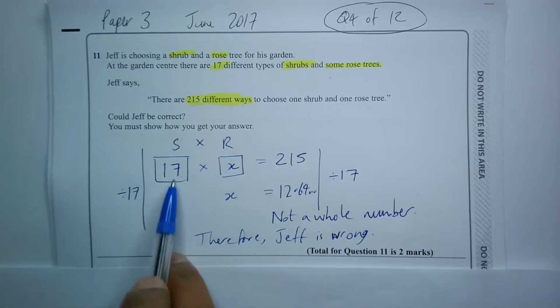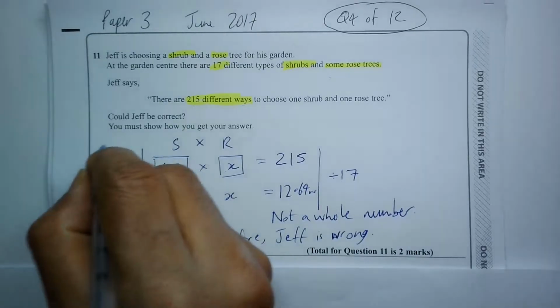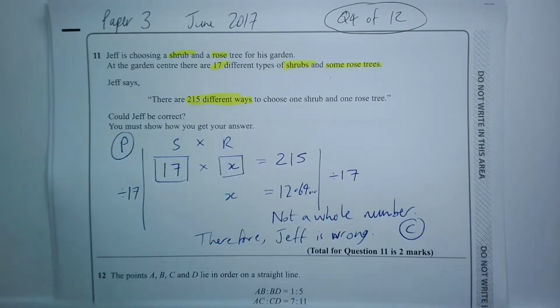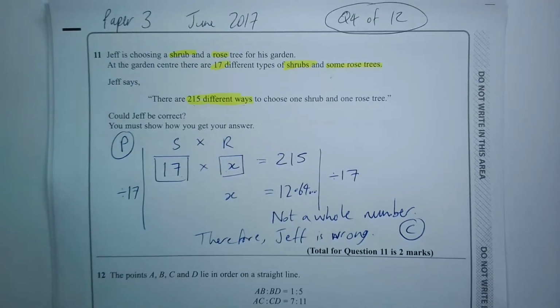Okay, and so having this working out is a process mark. And then we have a communication mark for explaining our answer. So those are the 2 marks. So hopefully you got that correct. And the mark scheme will say you have to say no with your answer. So that's important. If you don't have that, you don't get the full marks for that question.